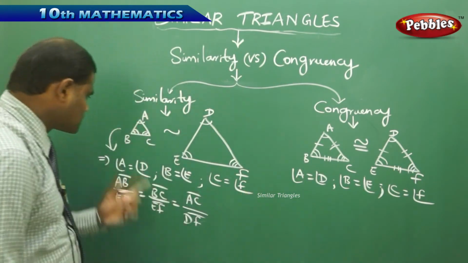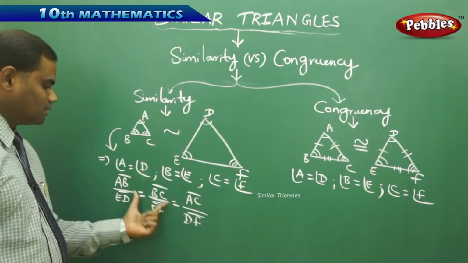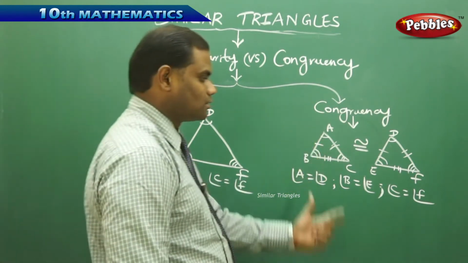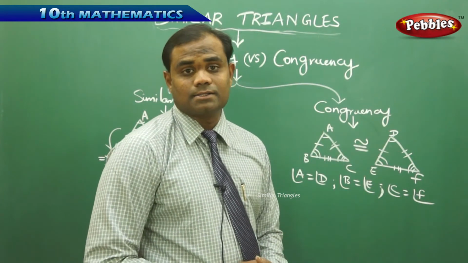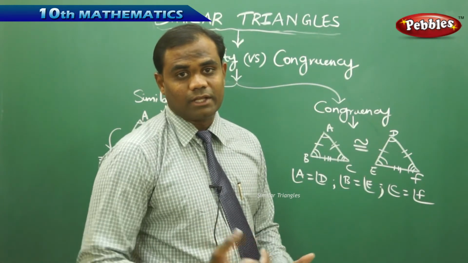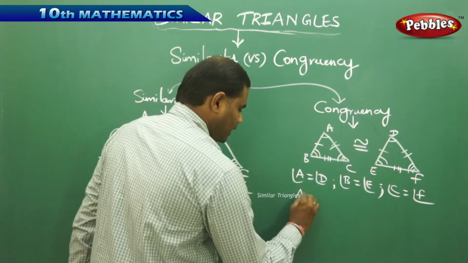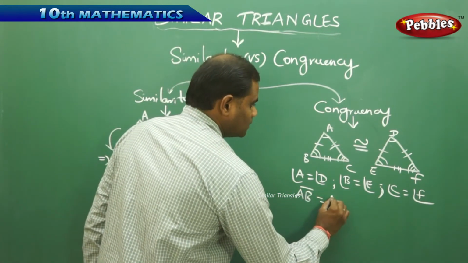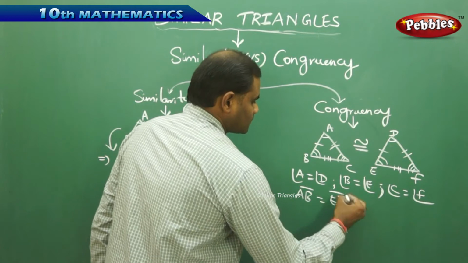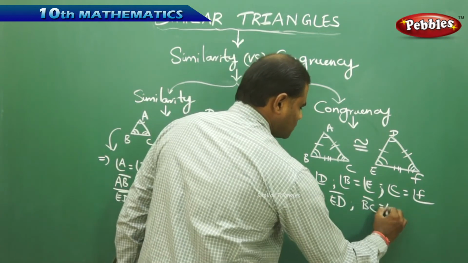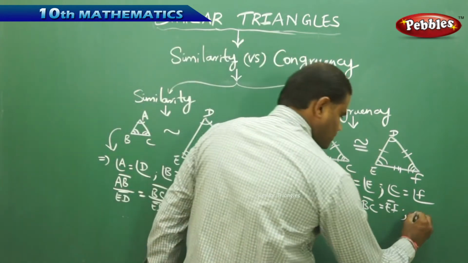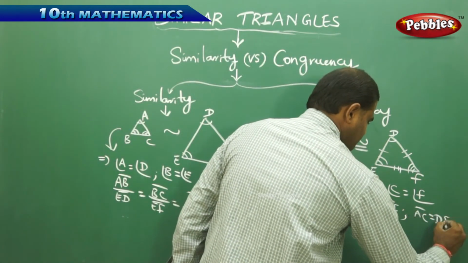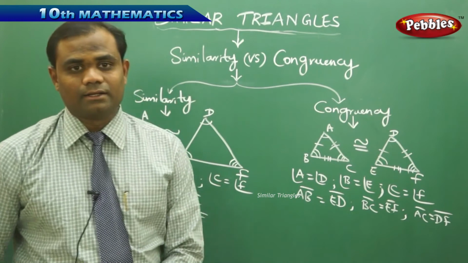In this case, the sides are not equal, but they are in the same ratio. But in the case of congruency of two triangles, the corresponding sides are the same, even in the case of any polygon. Therefore, here I have AB is strictly equal to ED, BC is strictly equal to EF, and finally AC is equal to DF, is what I understand as the difference.